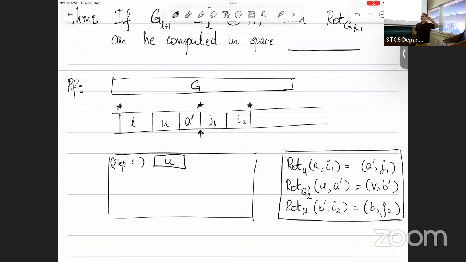Okay. Step 1 involved the rotation map of just H. You do some rearrangement on tape 2 and then you run the rotation map of H. Now, step 2 is going to be the part where you're actually recursively calling the rotation map for GL.